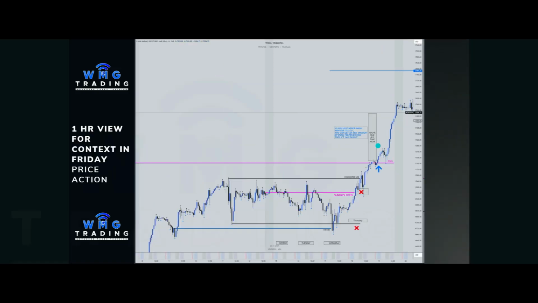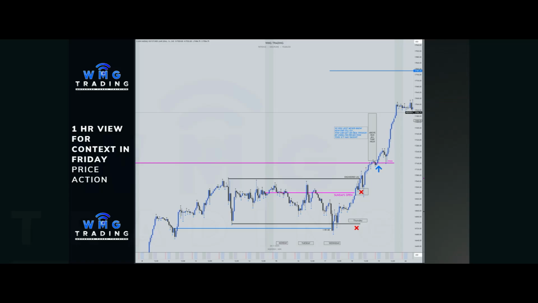Okay, so yeah, when price gets above all-time highs, it's kind of difficult to determine where price could potentially reach for. And like I said, I'm going to show you guys something that maybe you haven't learned before, or maybe you have, because ICT has talked about it.